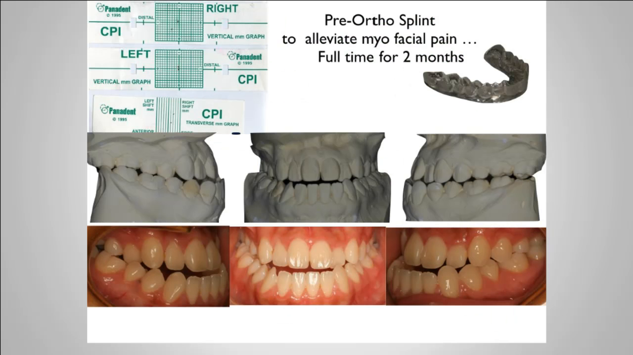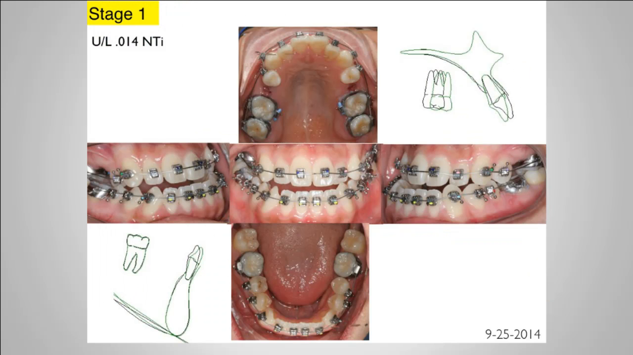She wore an orthodontic splint for 2 months to alleviate her myofascial pain before we started treatment, giving her confidence that the bite, when it's improved, will alleviate the pain. It gave us the assurance that the myofascial pain was related to the teeth. We now progressed.